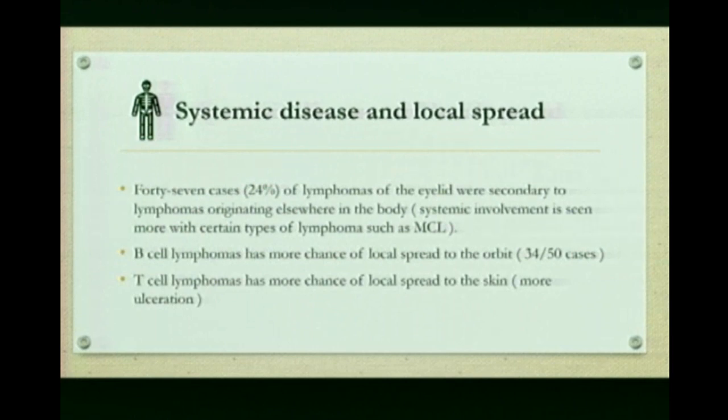specified mantle cell lymphoma to have a high risk of systemic disease. B-cell lymphoma has more chance of local spread to the orbit. In this review, 34 patients out of 50 had local spread to the orbit, while T-cell lymphoma has more chance of local spread to the skin. That's why it has more ulceration, as in this case.